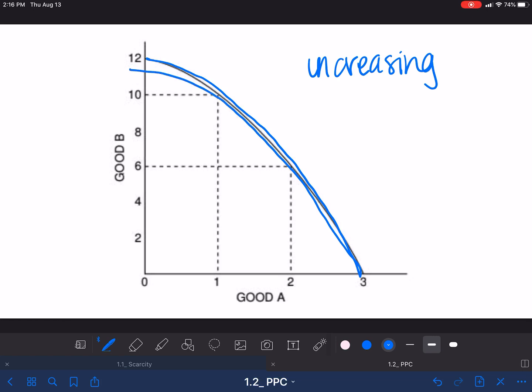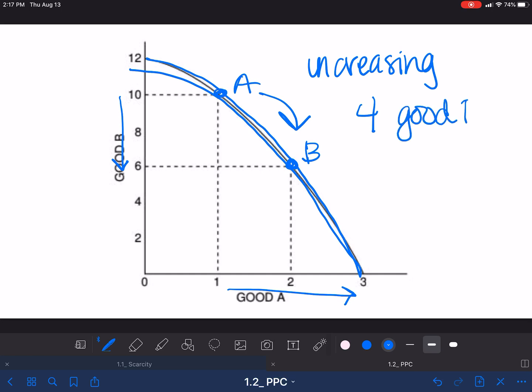So if I wanted to go from point A to point B, what am I losing from going from point A to point B? Well, from point A, I'm going from 10 to 6 of B. Then I'm going from 1 to 3 of A. So what did I lose from moving from A to B? Well, I lost 4 of good B. So that's how you determine the opportunity cost off the PPC.